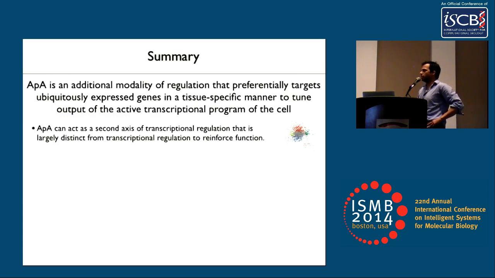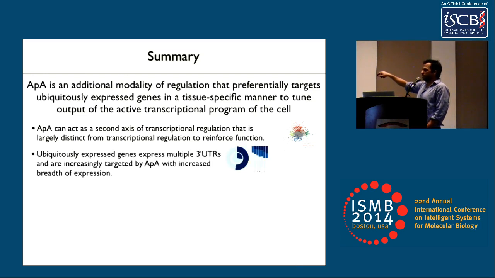Just as a recap, one of the main observations that we're making is that APA is an additional modality of regulation that preferentially targets ubiquitously expressed genes in a tissue-specific manner. I've shown this in several ways, I think. Here is the secondary axis of regulation by APA versus differential expression. They're largely mutually exclusive. As genes increase in their breadth of expression, we see increased incidence of regulation or modulation by APA.